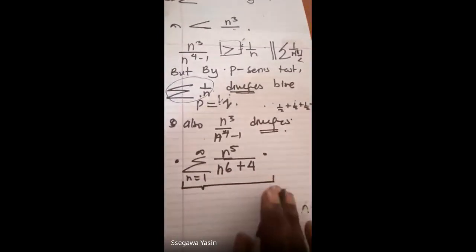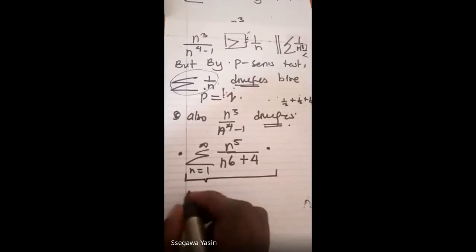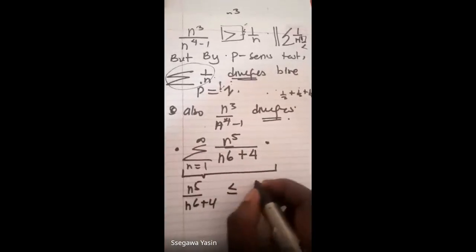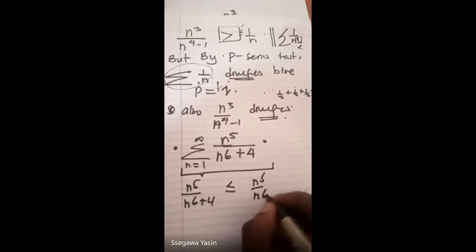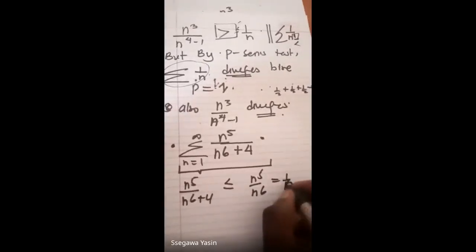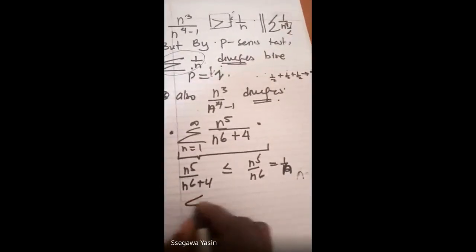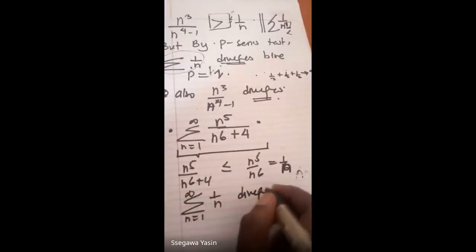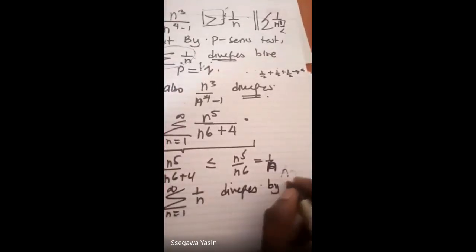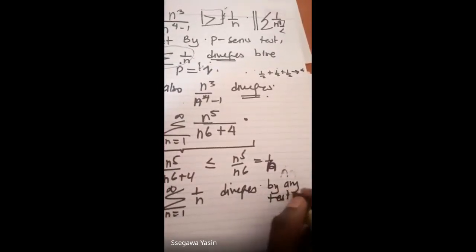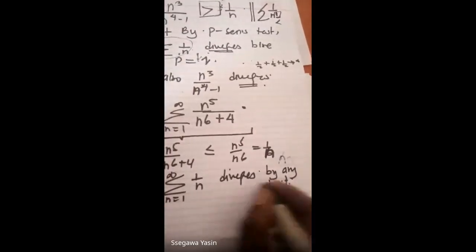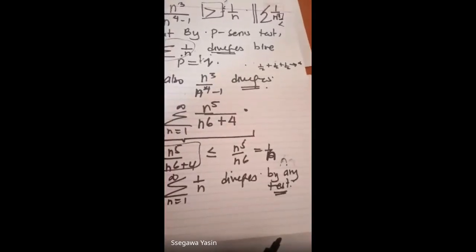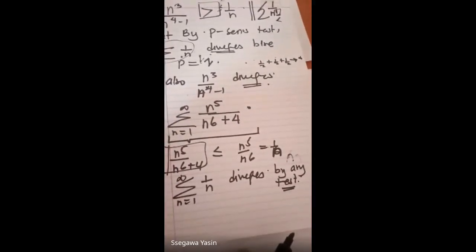If we try to duplicate question 1, you will see that you have to just take this is to 5, this is to 6 plus 4 less or equal to n to 5, n to 6. This is 1 over 6, 1 over n. And then you automatically have the sum from n equal to 1 of 1 over n. This one diverges by any test you want, so you conclude that also this one here diverges.